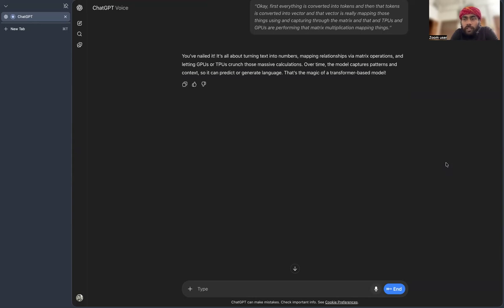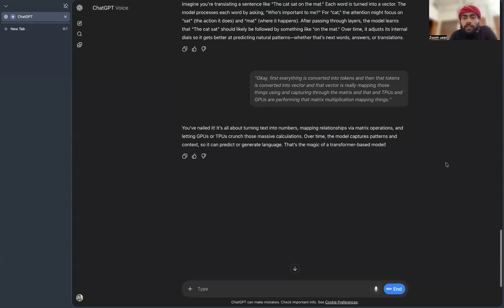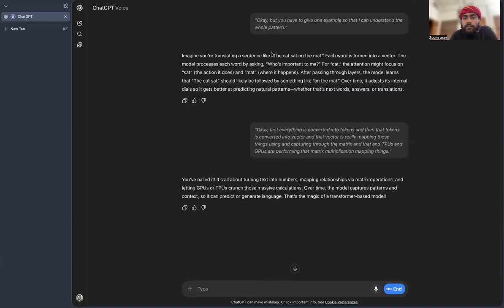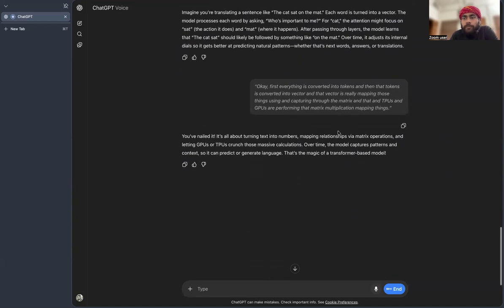That's very hard to understand. Okay, if the sentence you mentioned about the cat sat on the mat is converted into a matrix, that is what you are suggesting, and that matrix is mapped to something.